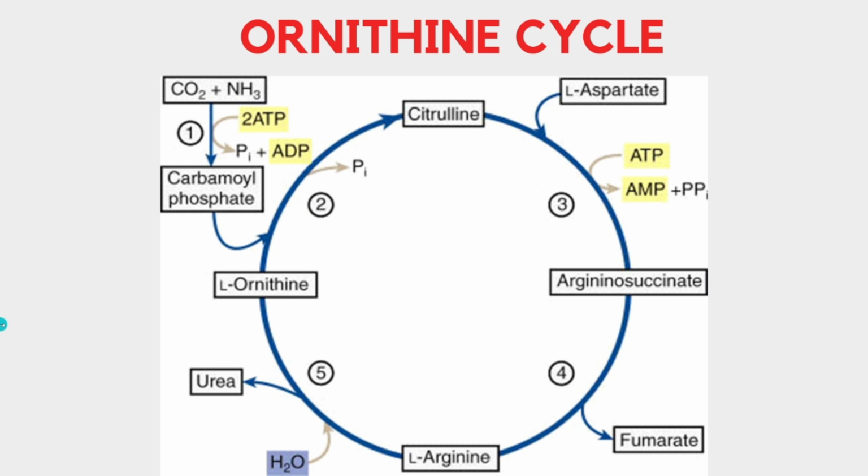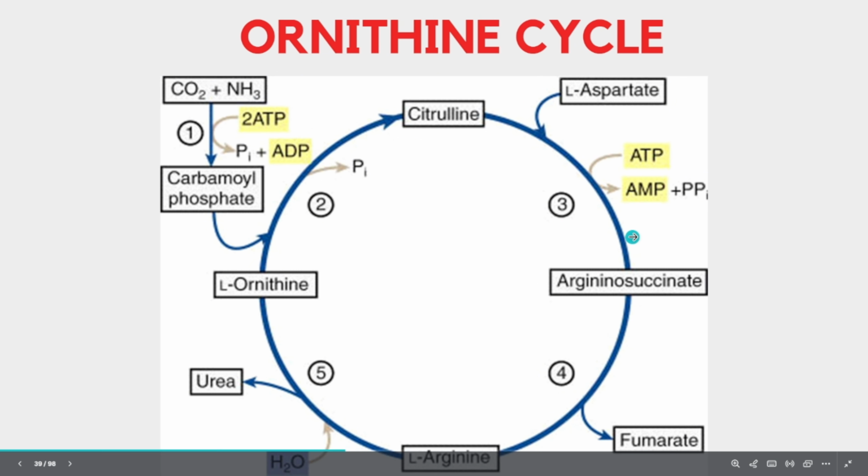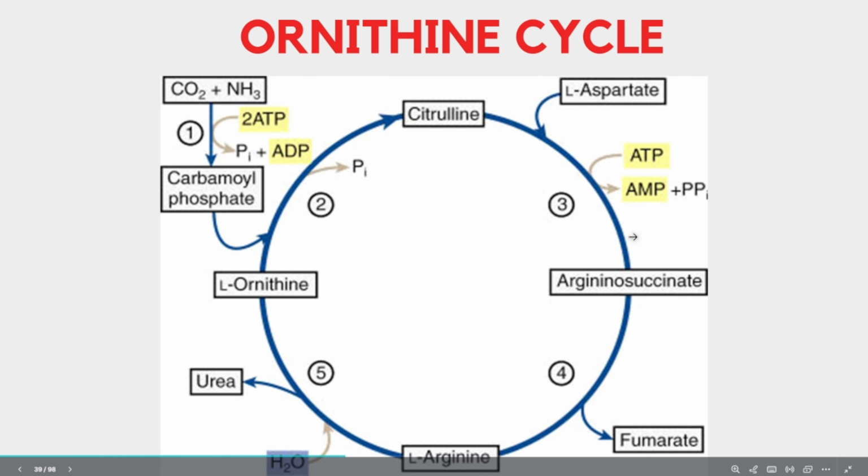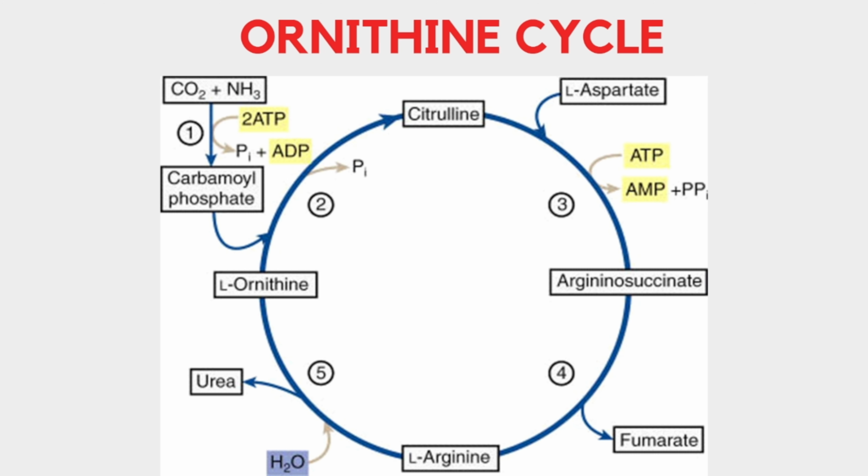So this is the process of the ornithine cycle. In Sem 1, you had the Krebs cycle. In Sem 2, you have another cycle we call the ornithine cycle. Why is it called the ornithine cycle? Because of this: ornithine.